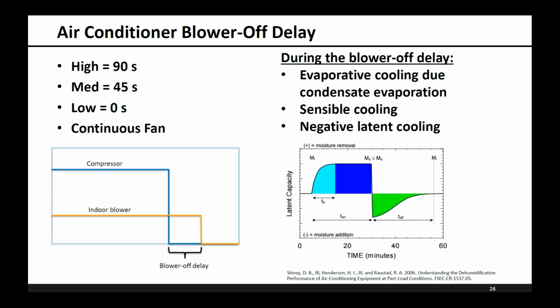And so the reason we're interested in this is that at the end of a cooling cycle, there's still a lot of condensed moisture on the evaporator coil. And so when the cooling stops and you continue to blow air over that coil, you basically get an evaporative cooling effect where you're evaporating that moisture back into the air. And so that's adding latent gain back into the house. And it also provides some sensible cooling due to the evaporative effect.